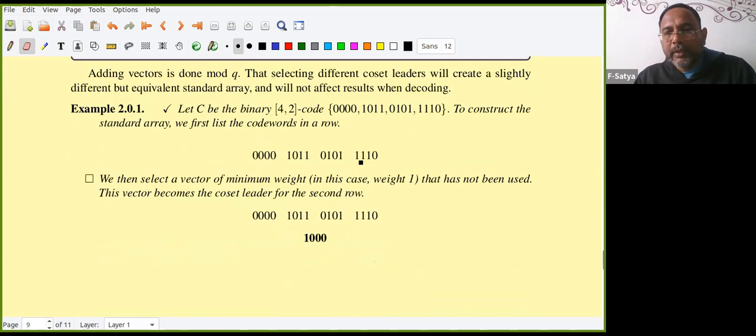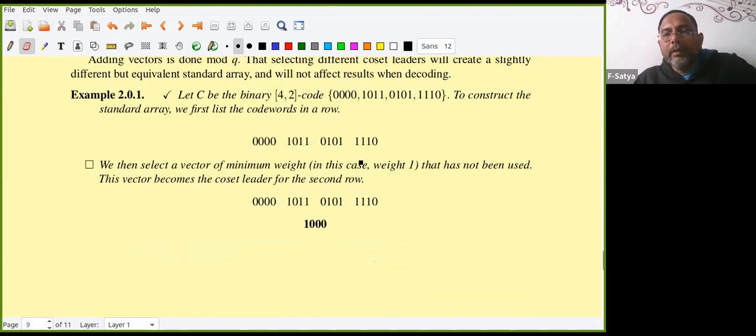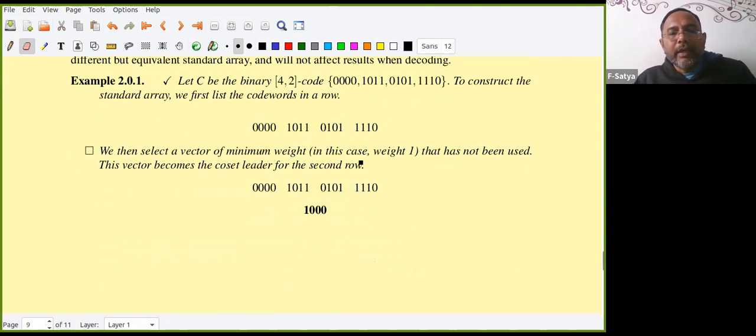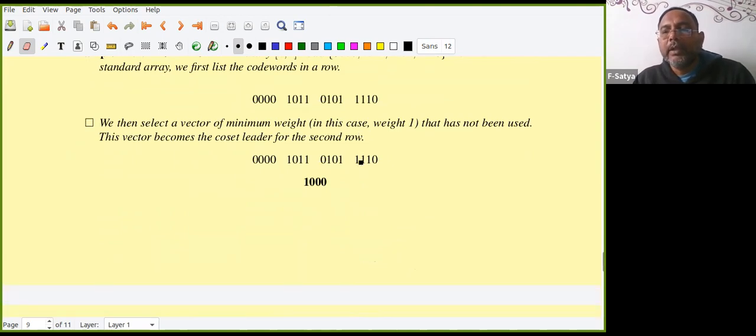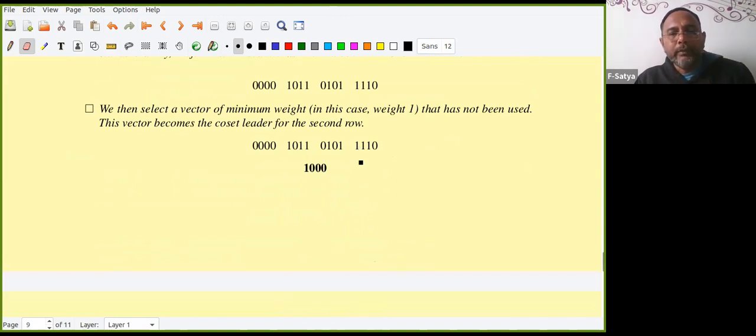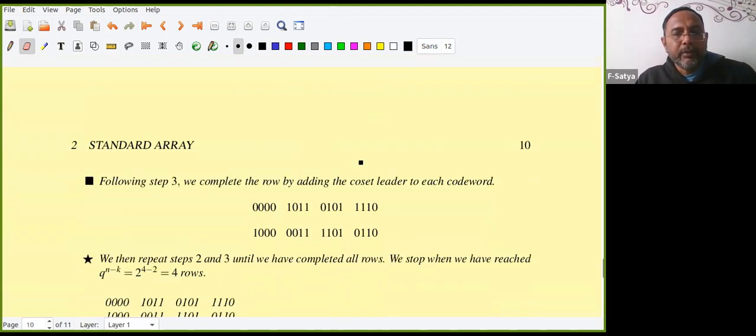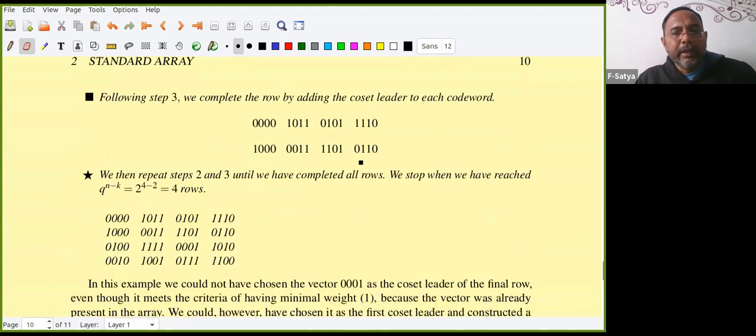Okay, so one more example. I'm explaining one more time, very clearly written everything. Can you select a vector of minimum weight, in this case of weight 1, that has not been used? So that is 1 0 0. Now 1 0 0 is added to every code word. Like that we constructed.